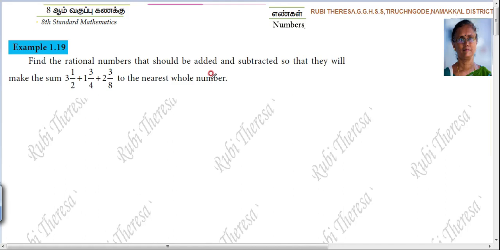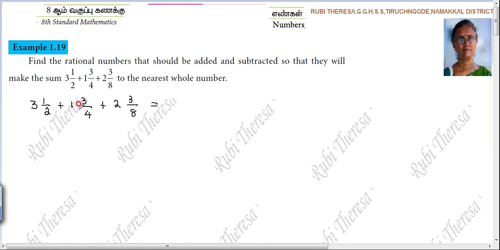So first, what you have to find out? One of you tell me. Very good. You have to find the sum. So 3 1 by 2 plus 1 3 by 4 plus 2 3 by 8. You have to add these numbers. This is in which form? Very good. Mixed number. Mixed fraction.